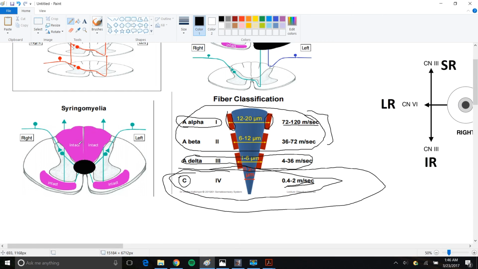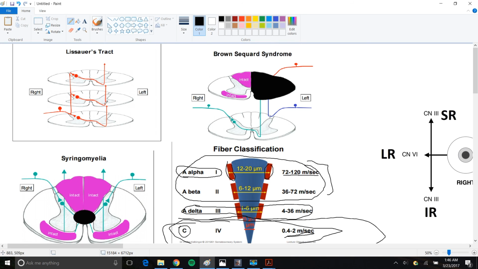So dorsal column is totally intact, and these tracts are totally intact. It's just the crossing that is not intact. Lissauer's is the one that allows you to do this. Remember that you have this synapse, and know that Lissauer's is at the tip of your dorsal column, because they could simply say, oh, where's the lesion, and show you a cross section. They have like A, B, C, D, E, F, G, and H is labeled right here. Make sure that you know that that is describing this pain kind of skipping.